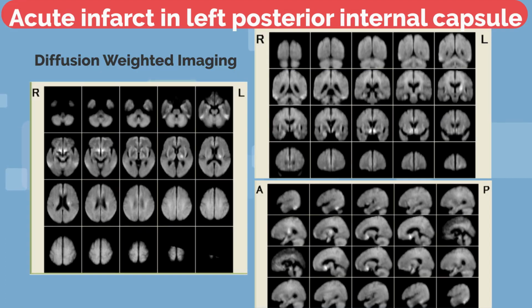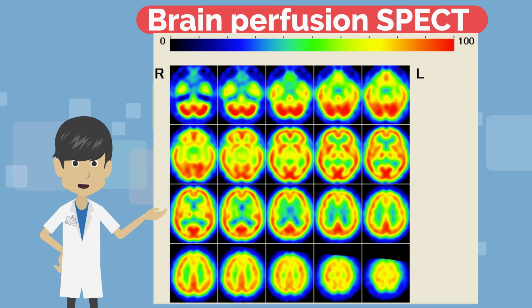Let's see how a small infarction in the posterior limb of the internal capsule affects brain perfusion. Diffusion-weighted image shows an acute infarction in the left posterior limb of the internal capsule. Brain perfusion SPECT shows a mild perfusion decrease in the left thalamus. The infarction in the left anterior choroidal artery territory may have caused ischemia in the medial segment of the globus pallidus, which had a remote effect on the ipsilateral thalamus.